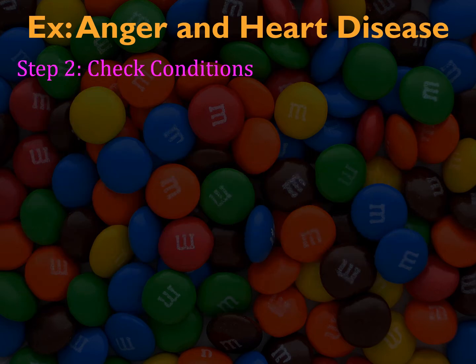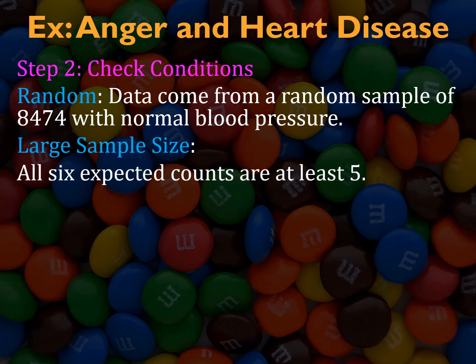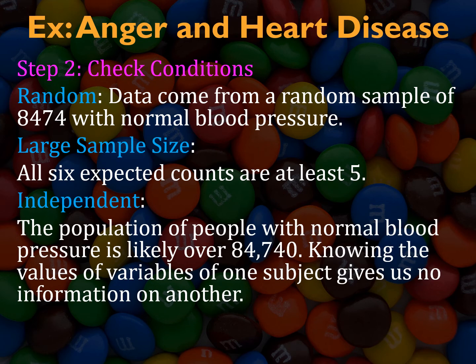We're going to go through the conditions. We are told that the data come from a random sample of 8,474 individuals with normal blood pressure. On the previous chart, you saw all 6 expected counts are well above 5. And the population of people with normal blood pressure is probably over 84,740, because even in a place like America where people are obese and not very healthy, there's still a lot of people with normal blood pressure.